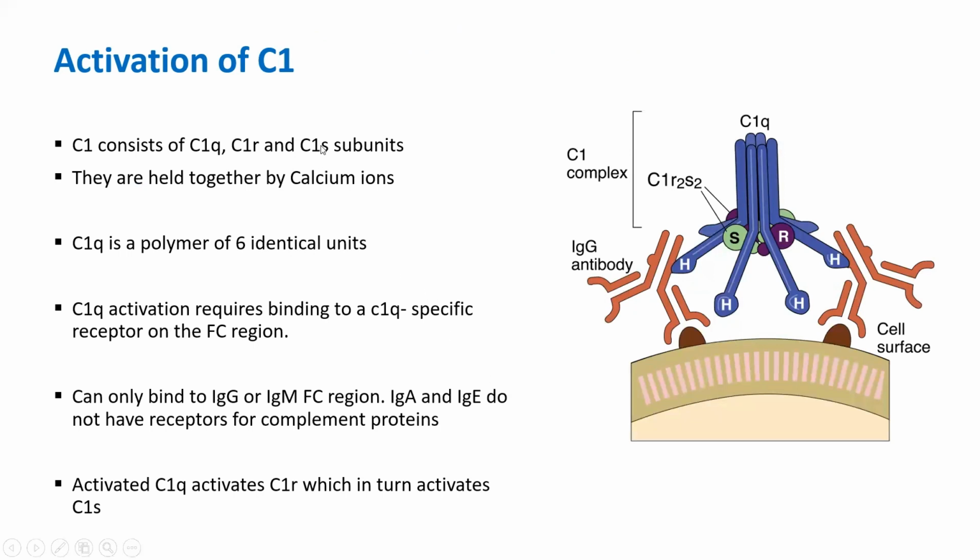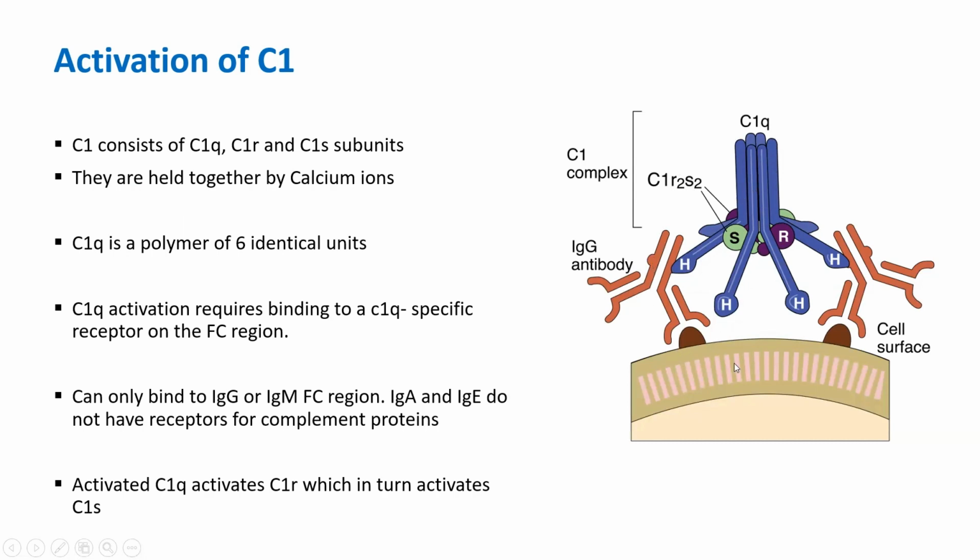If we start off the classical pathway, we have C1, the first part. C1 is basically a complex of three subunits: C1q, C1r, and C1s. So C1 is made up of a complex C1qrs. For these subunits to bind, they normally require the presence of calcium to hold them together.